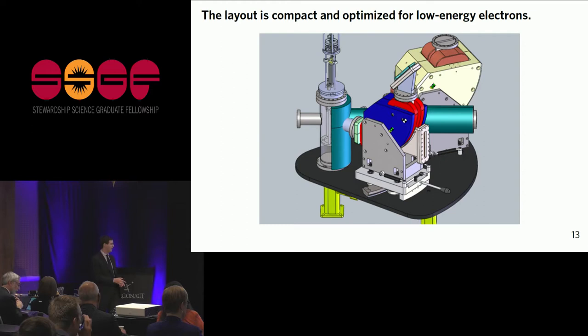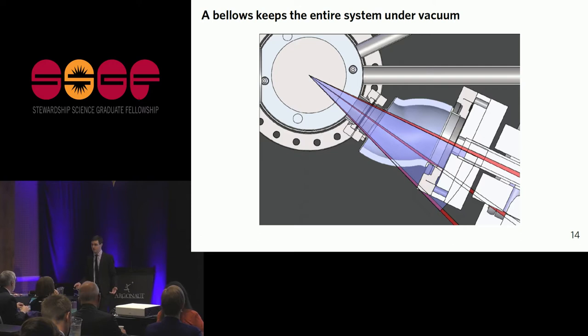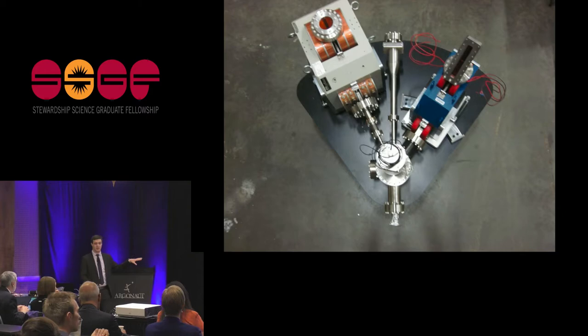Since these are such low-energy electrons, the whole system has to stay under vacuum. So we have a bellows that we designed to let us move things around and not ever have to break vacuum. This is the apparatus assembled at the MIT Bates Laboratory. So they even got the colors right from the SolidWorks model.